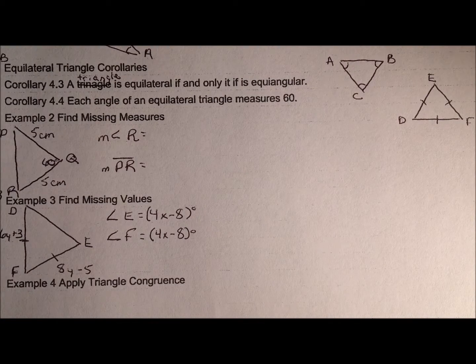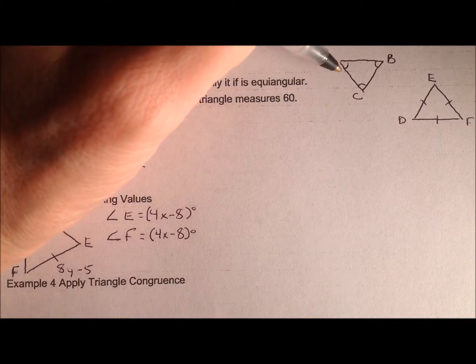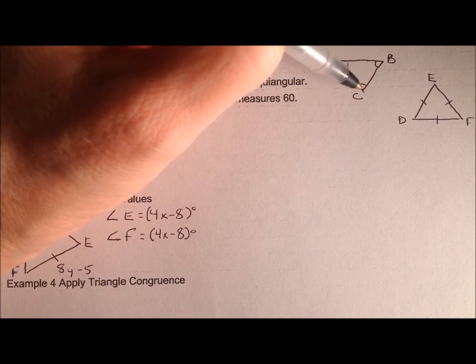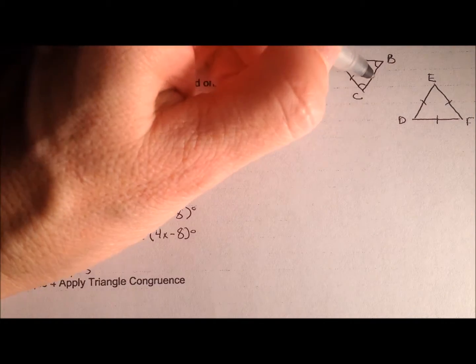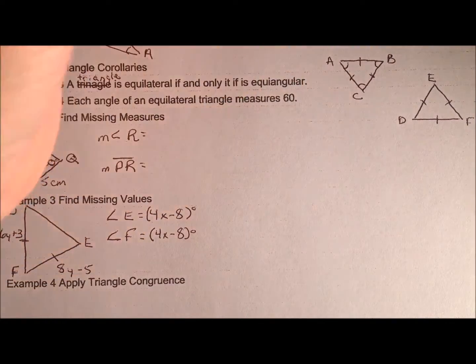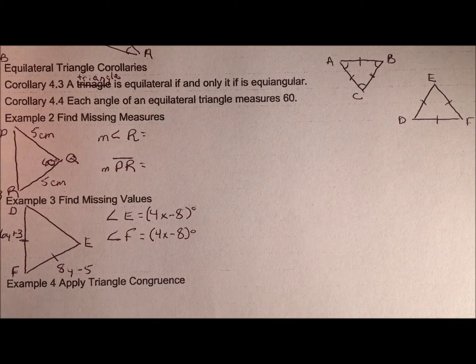Continuing on in section 6, we have corollaries to look at first of all. Corollaries are statements that can be easily proven using a theorem. So corollary 4.3 states that a triangle is equilateral if and only if it is equiangular. So here in triangle ABC, we have an equiangular triangle. Therefore, because of the corollary, we can say that it is also equilateral.